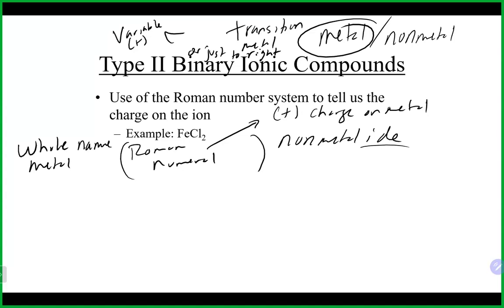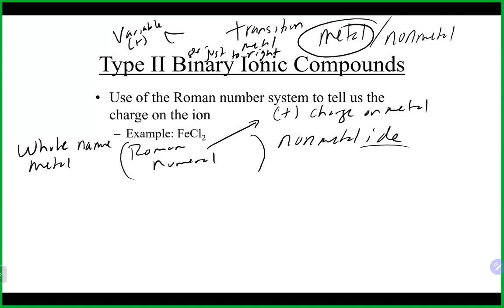Very commonly messed up by people is they think the Roman numeral means how many metals they have, and that is not the case. It is actually, again, if you took out one of those positively charged metals, what the actual positive charge is on it, and that's what you should use for the Roman numeral.